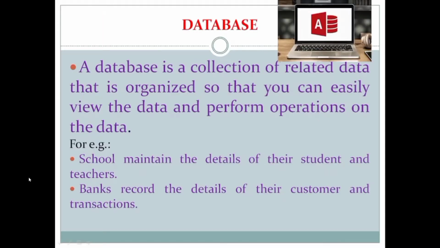Now, the next and the most important thing is database. Basically, a database is a collection of related data or the information that is stored or that is organized so that we can easily view the data and perform the operations on the data. Means it is an organized and the structured set of related data. Data being one of the most crucial factor for the functioning of any organization or the institution. So that is required to be managed. So for that we will have a database, or to manage that we use the database management software.